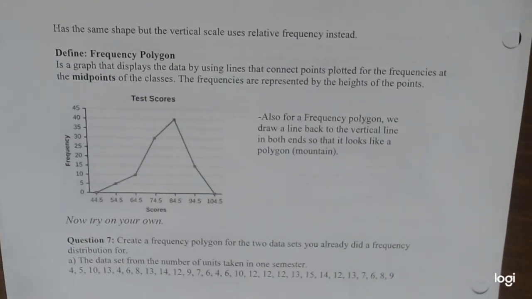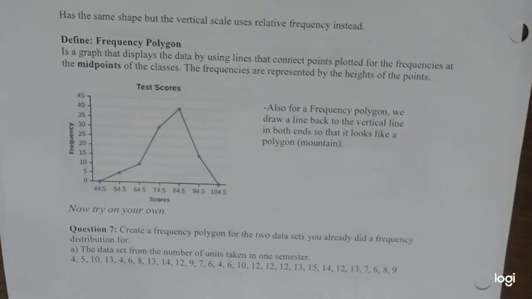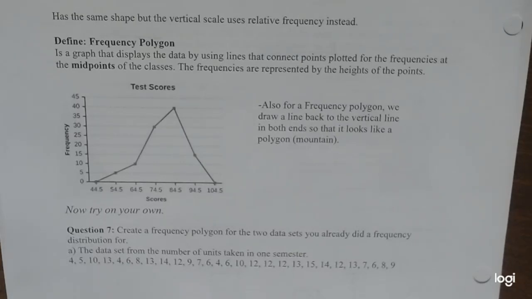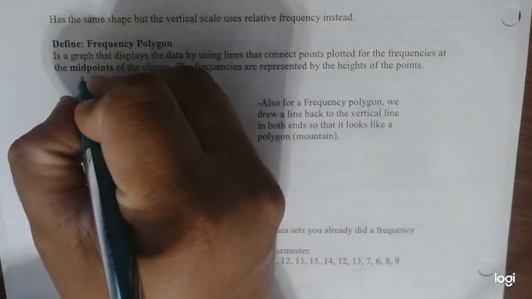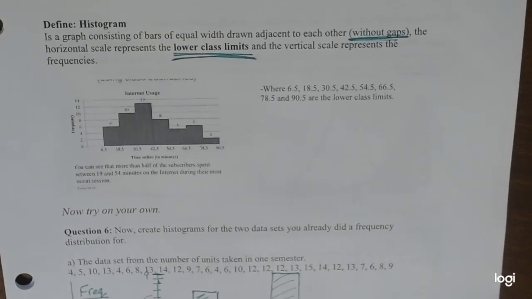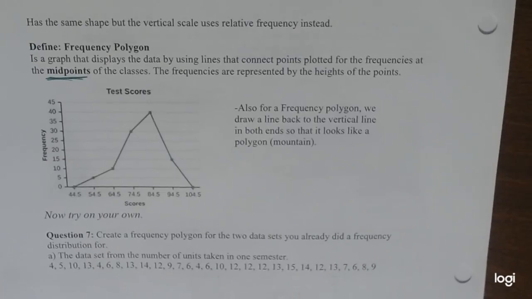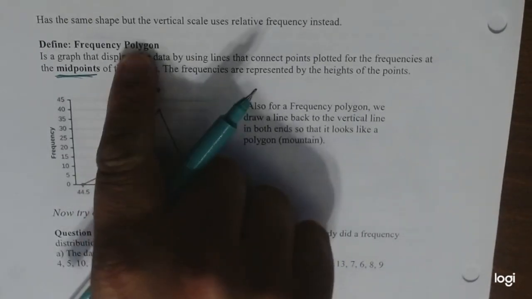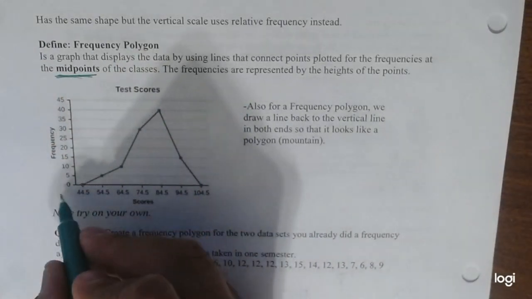Now we're going to talk about the next type of graph we care about, and this one is the frequency polygon. A frequency polygon is a graph that displays the data by using lines that are connected with points plotted from the frequency at the midpoints of the classes. Here's the key thing: frequency polygons use midpoints. Histograms use lower class limits. It's one or the other. So don't be worried, you have to know the definition of each case. Frequency polygons use midpoints for your horizontal scale.